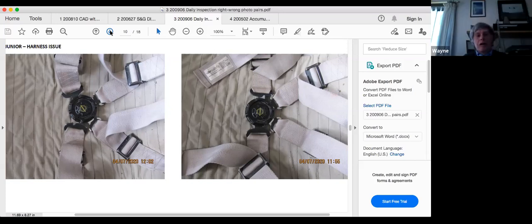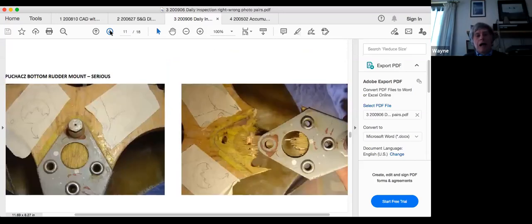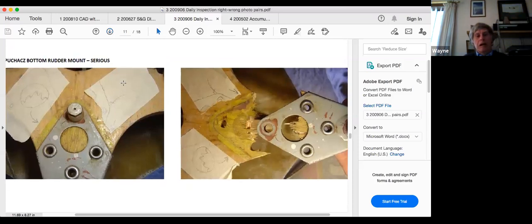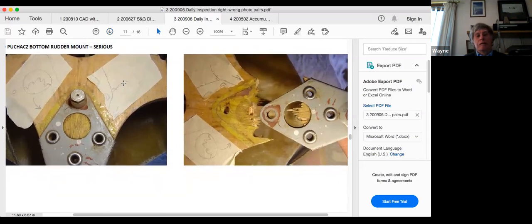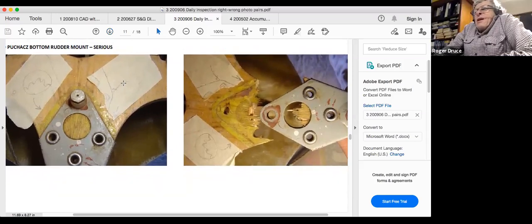You can also mess up the harnesses in our Puchatz and our Junior. Yeah, they're really important things to get right at DI. Just to make it also not a matter of gliders in my Melbourne Gliding Club, this is a Puchatz from Canberra. It's really important to check the bottom security at DI, the bottom rudder attachment.